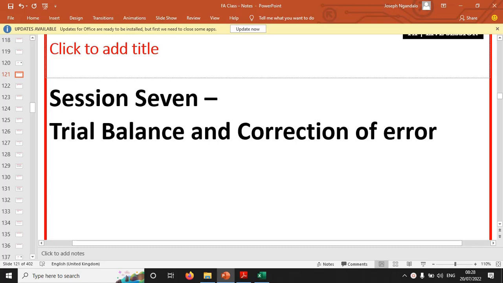And today we're going to do some work on double entry still, but we will try by all means to get to a place where we are able to extract a trial balance, discuss the importance of the trial balance, and perhaps introduce the discussion on correction of errors.